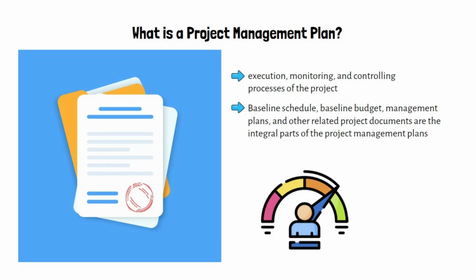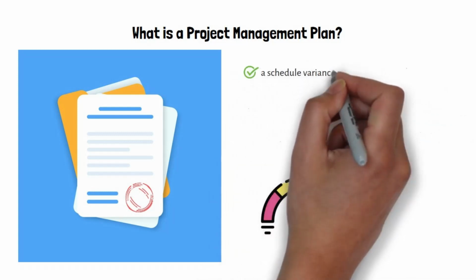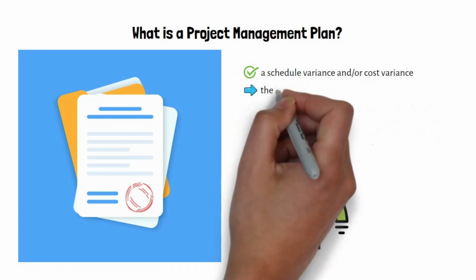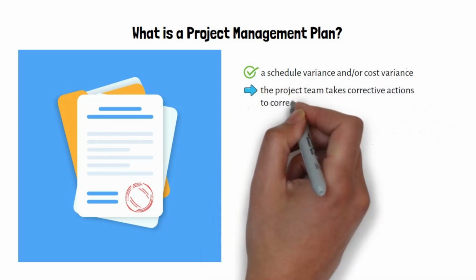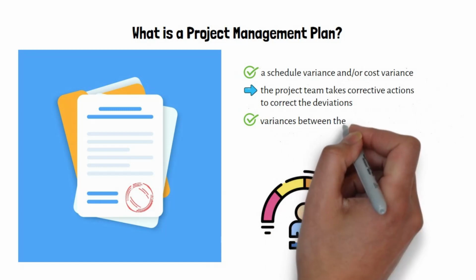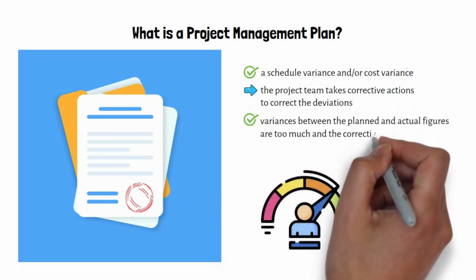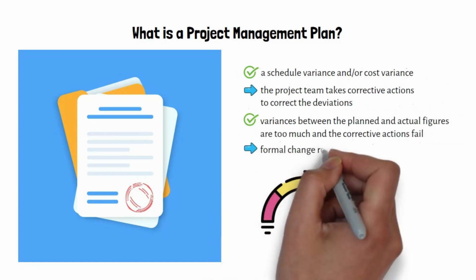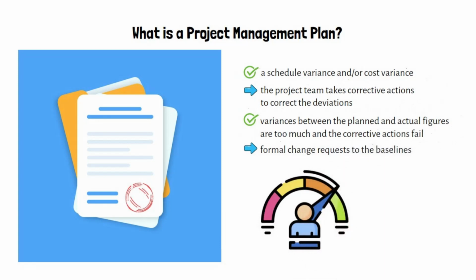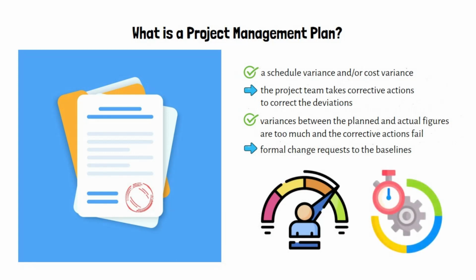Baseline schedule, baseline budget, and scope baseline are used to make performance measurement calculations during the execution of the project. If there is a schedule variance and/or cost variance, the project team takes corrective actions to correct the deviations. If the variances between the planned and actual figures are too much and the corrective actions fail, formal change requests to the baselines become necessary. Project teams spend most of their time controlling the variances between the planned and the actual figures. Without establishing an efficient planning system, a project cannot be completed as per the plan.